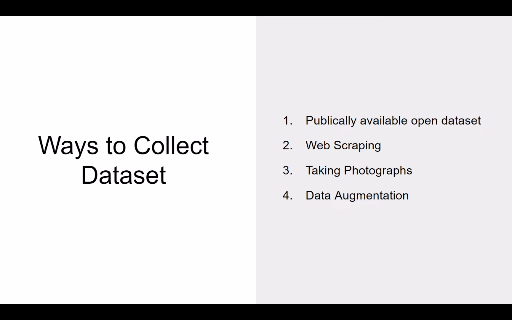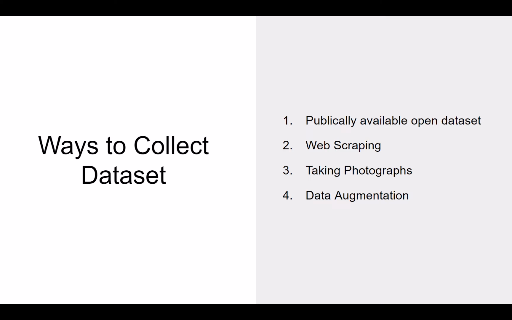There are several ways to collect the dataset. The first one is that instead of collecting the images by ourselves, we will take some publicly available dataset. So we can take an entire dataset and train our model on it, or we can just take the existing images of those datasets and annotate them by ourselves and then train our model. So the first way is to use an existing dataset.